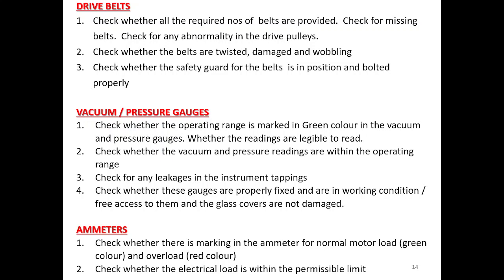Check for any leakages in the instrument tappings. Check whether these gauges are properly fixed and are in working condition. Ensure free access to them and that the glass covers are not broken. Ammeters: check whether there is marking in the ammeter for normal load, that is in green color, and overload, that is in red color. Check whether the electrical load is within the permissible limit. If there is any deviation, check for abnormality and take necessary corrective action.